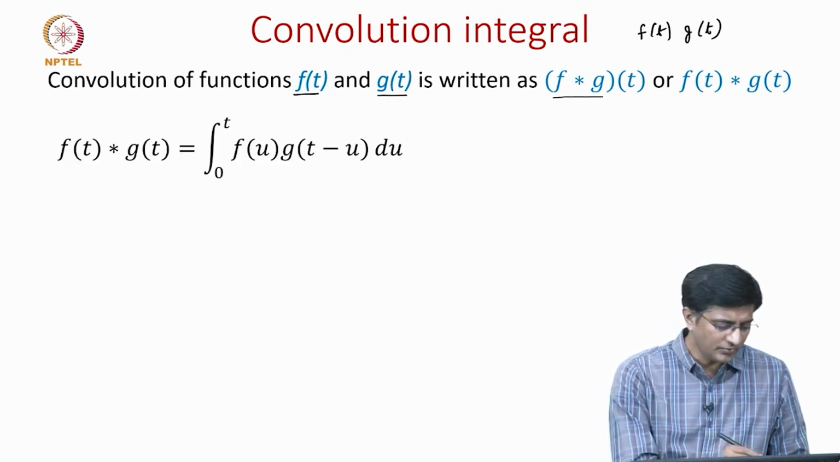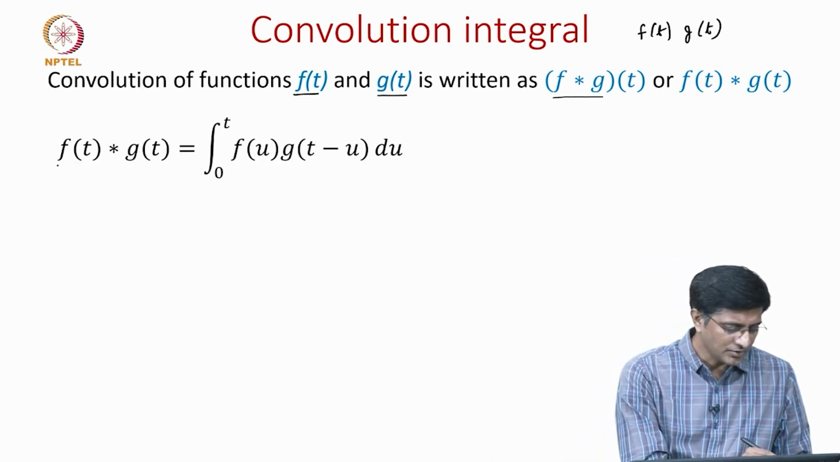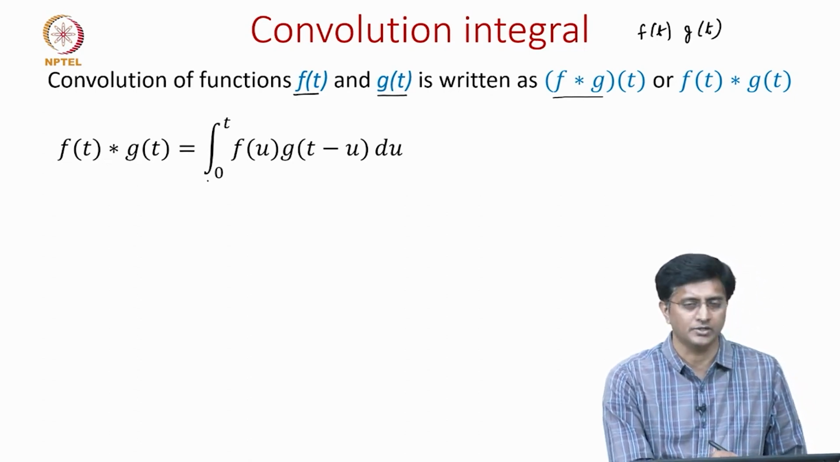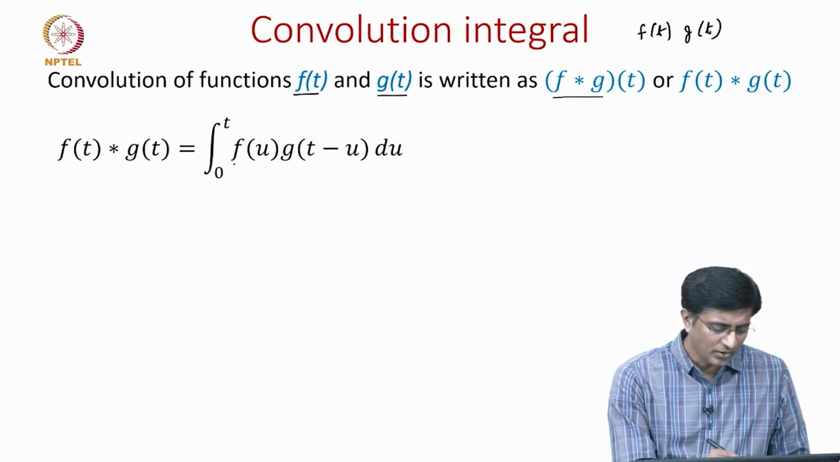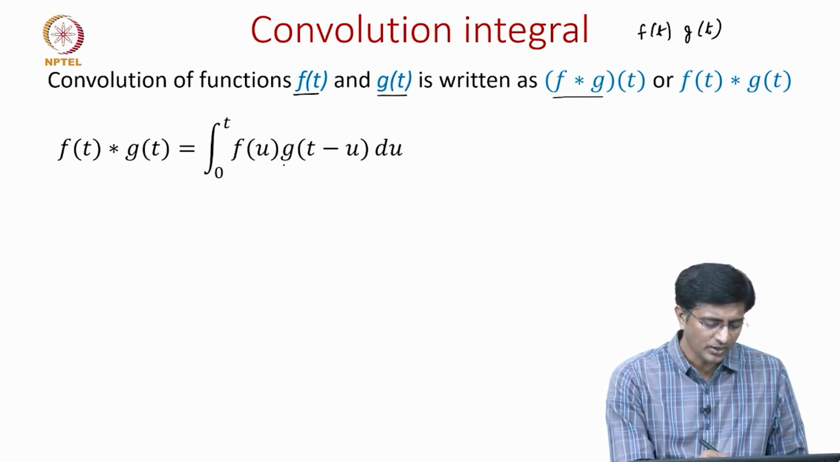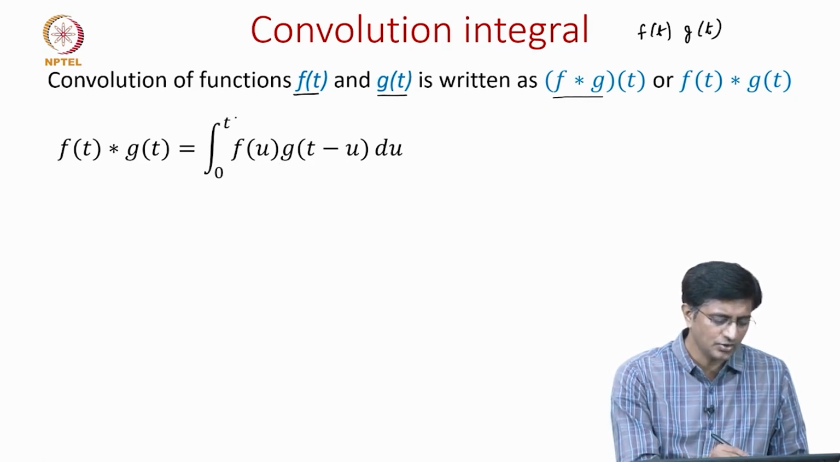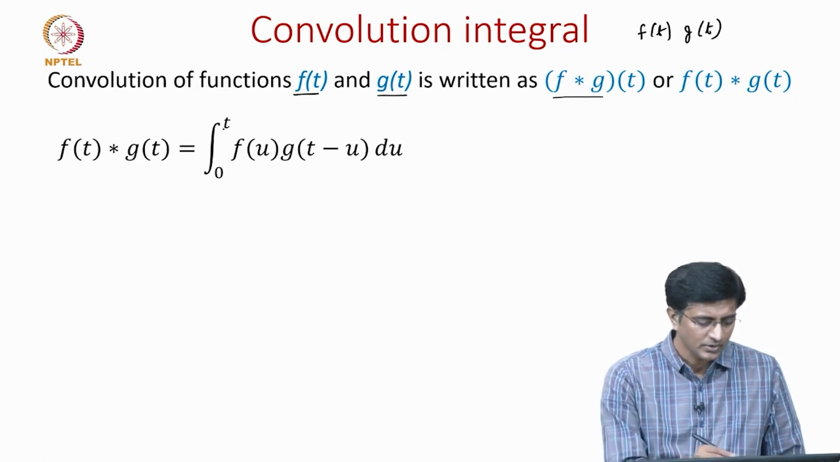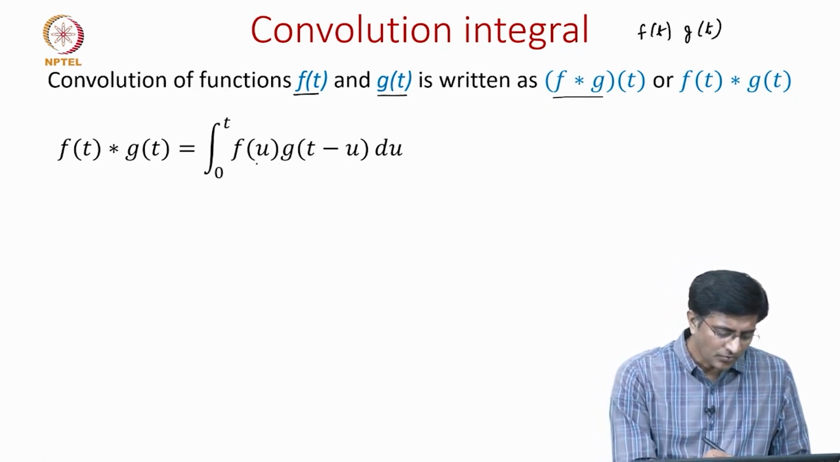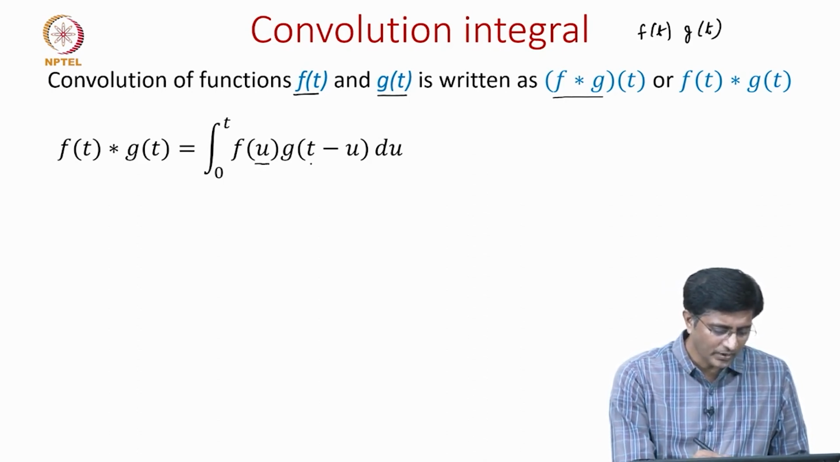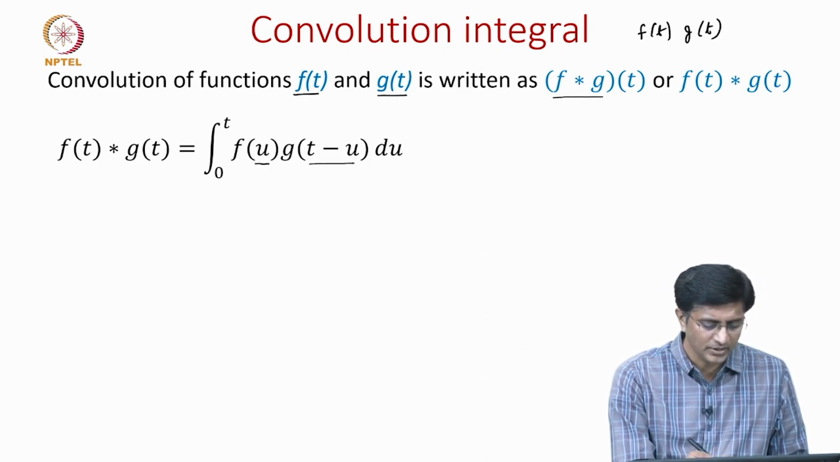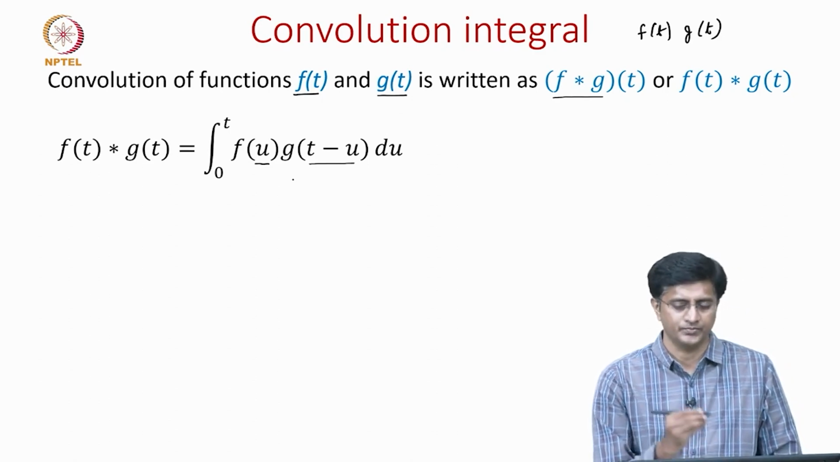So, here is the definition. We have these functions f and g, and the convolution between them is given by an integral, where we have the function f written in a temporary variable u, times g of t minus u, du, with integral limits 0 to t. The difference one has to notice is that the first function is written in terms of u and the second function is written in terms of t minus u.